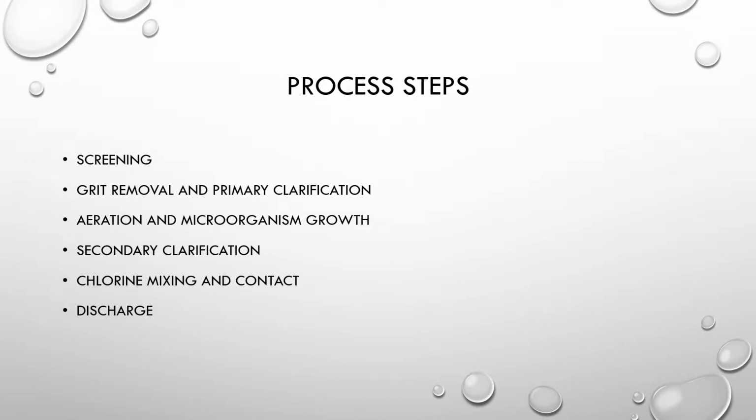There are 6 major steps that the wastewater plant process uses to achieve treatment. Those steps are screening, grit removal and primary clarification, aeration and microorganism growth, secondary clarification, chlorine mixing and contact, and finally, discharge. Each of these steps will be elaborated on throughout the presentation.